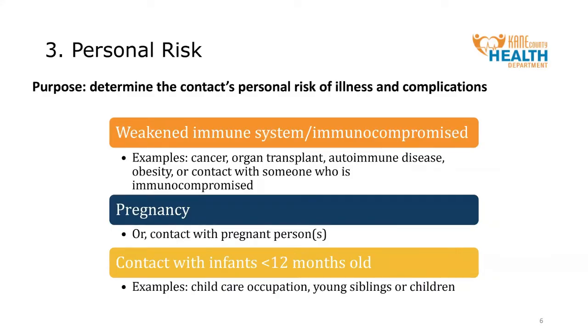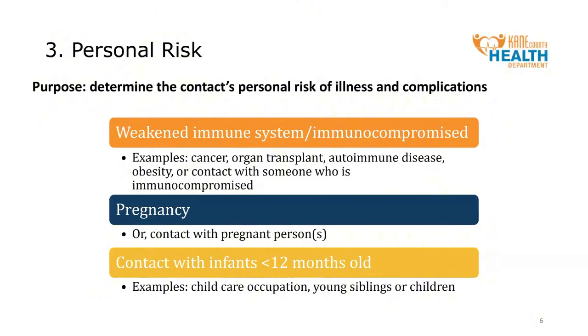After collecting demographic information, the next step is to assess the contact's personal risk of illness and complications associated with measles. You'll want to ask if they have any immunocompromising conditions, take medications that weaken their immune system, or if they have any contact with individuals who are immunocompromised.